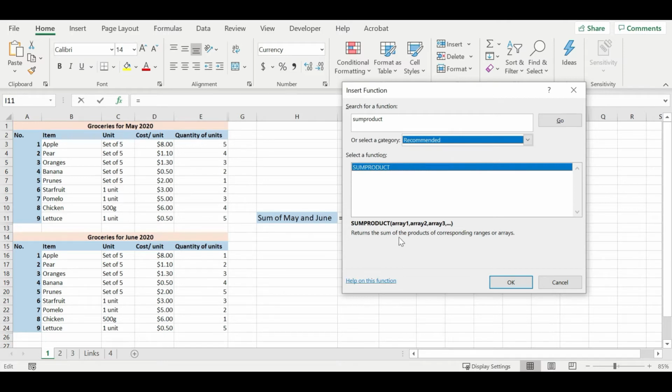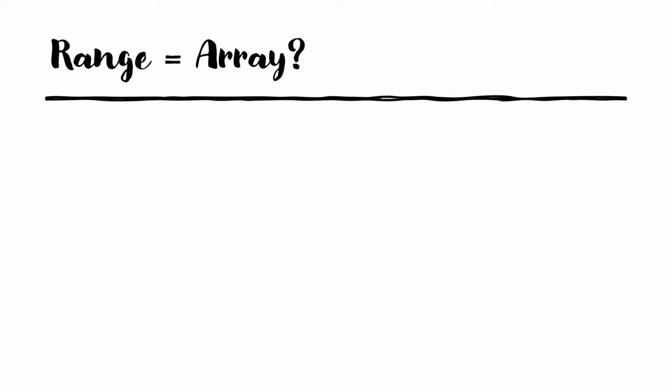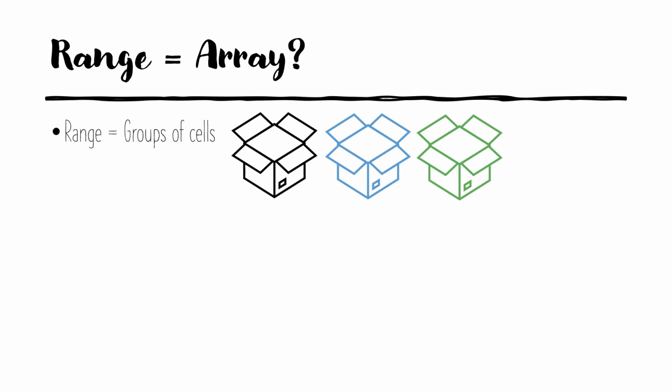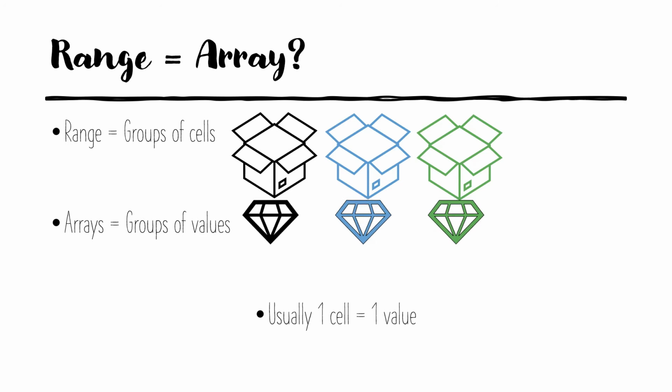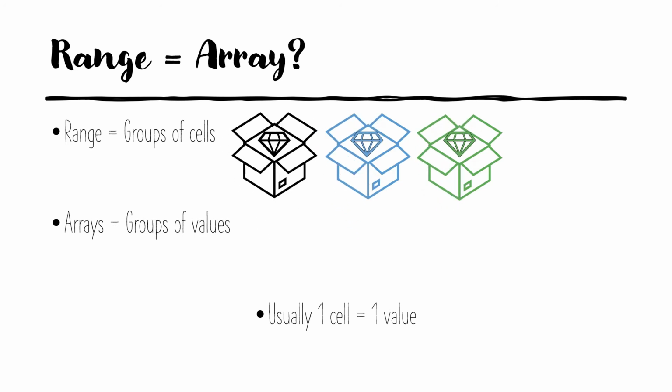So it tells me it returns the sum of the products of corresponding ranges or arrays, which is what I need. Some of you might ask, what are arrays? Essentially, ranges and arrays are the same. Ranges are groups of cells, arrays are groups of values, and in Excel, the cells contain the values. Don't worry if you have trouble understanding this, just treat arrays as exactly the same as ranges.